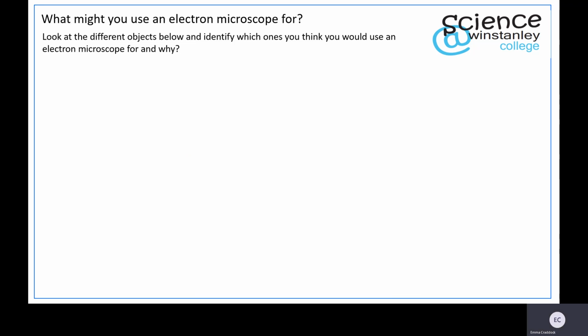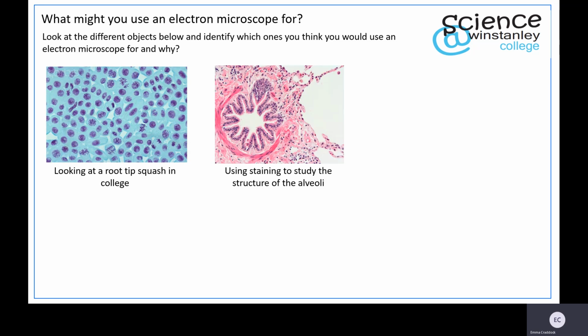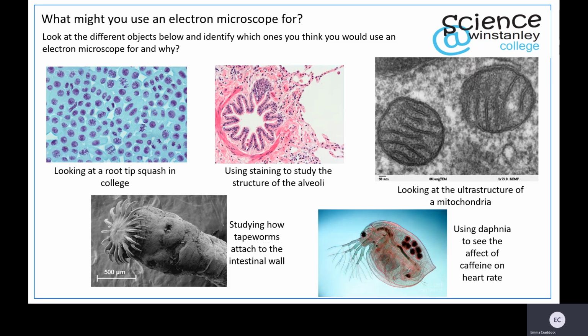So why might you use an electron microscope? Again, look at these pictures. They're the same as the ones you've seen before. So that's your root tip squash in college, your staining to study structure of alveoli, the ultrastructure of mitochondria, how tapeworms attach to intestinal wall, and using Daphnia to see the effect of caffeine on heart rate. Look at these images and think which ones you would use an electron microscope for and why. So pause the video, write it down, and have a think about which ones you'd use.